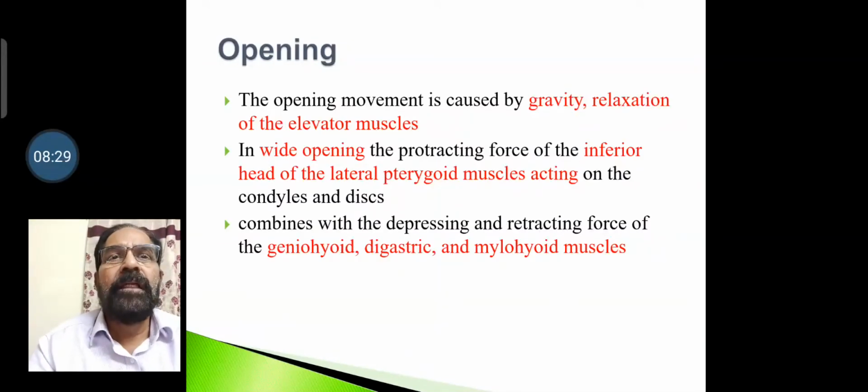Opening. The opening movement is caused by gravity and relaxation of the elevator muscles. In wide opening, the protracting force of the inferior head of the lateral pterygoid muscles acting on the condyles and discs is combined with the depressing and retracting force of geniohyoid, digastric, and mylohyoid muscles.